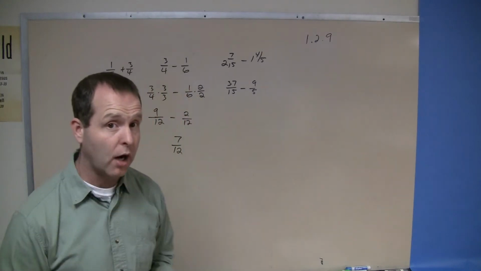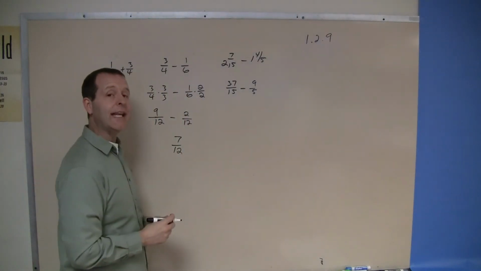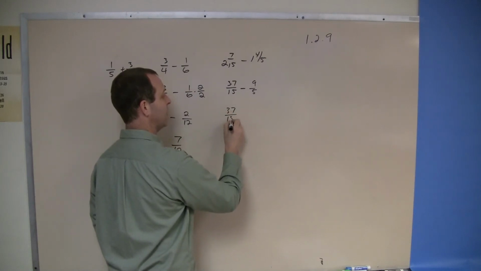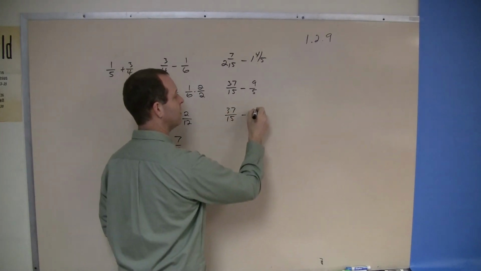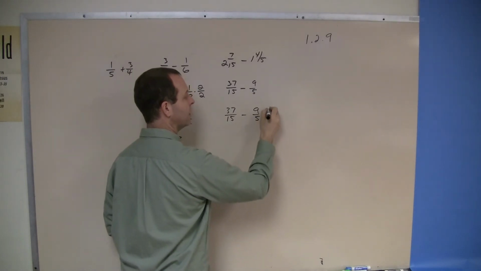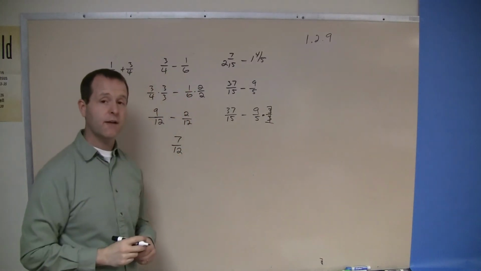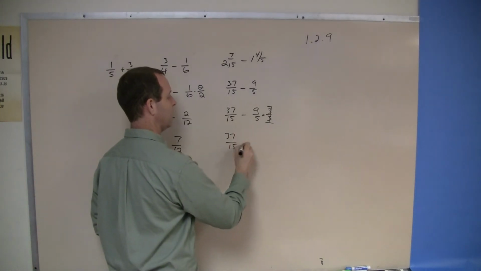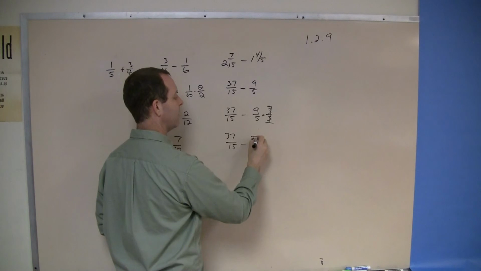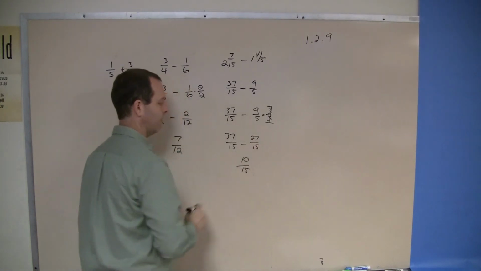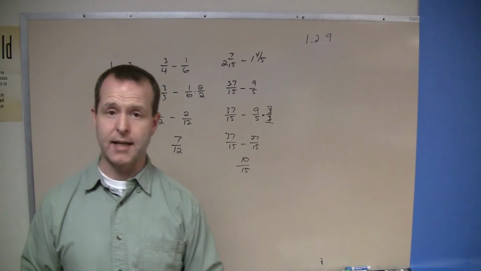Now I want to find a common denominator. 15 is my common denominator. So I'm going to leave 37/15 alone. Subtract 9/5, but I'm going to multiply that by 3 over 3. That's my clever version of 1. So that gives me 37/15, take away 27/15. And then that results in 10/15.